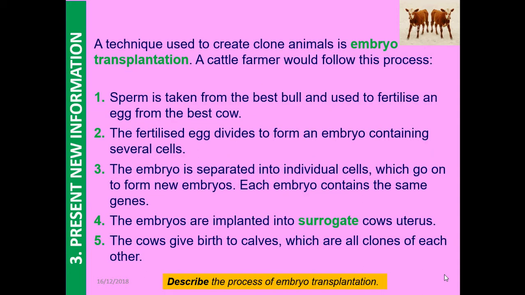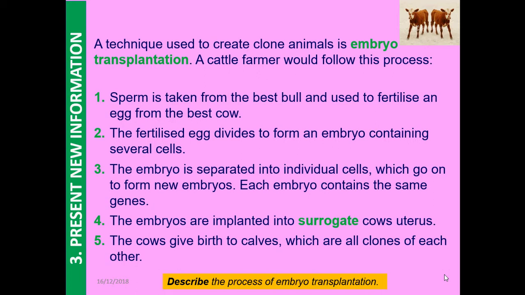So a farmer has chosen the individuals that he thinks has the right characteristics to make good offspring. The sperm is taken from the best bull, in this case, and used to fertilise an egg from the best cow. So this is the IVF part. We've selectively chosen them, so that's the selective breeding part, and now we're using IVF to fertilise them together in a petri dish.